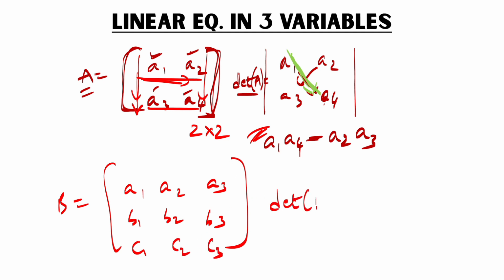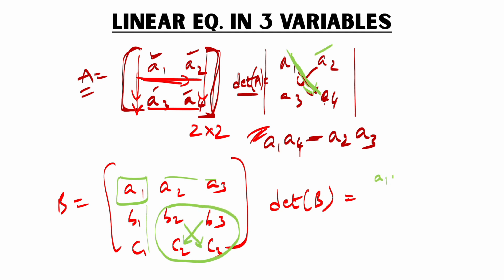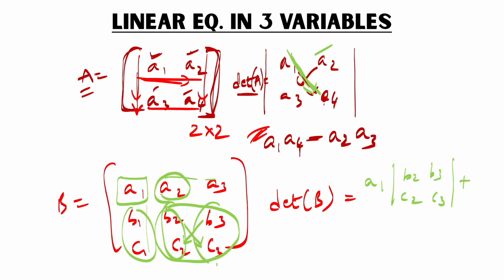What can be the determinant of B? How to calculate the determinant of B? It's very simple. Just take a1. This is the first step, right? And ignore this value and this value. Just concentrate on this part. See, a1 into b2, b3, c2, c3, right? Plus, now what you do is consider this and ignore this one, just focus on these two. So a2 into b3, c3, b1, c1.